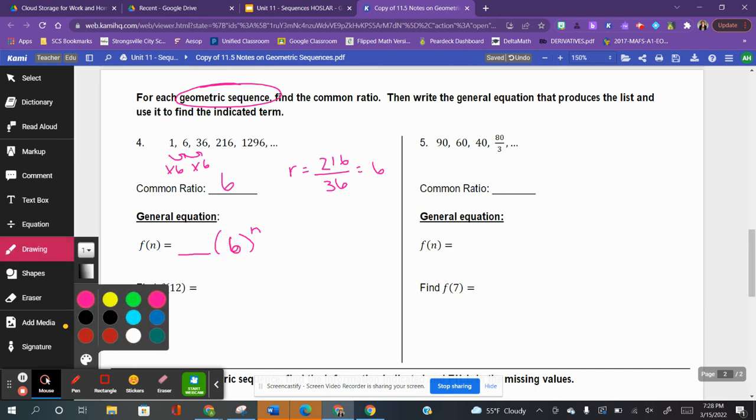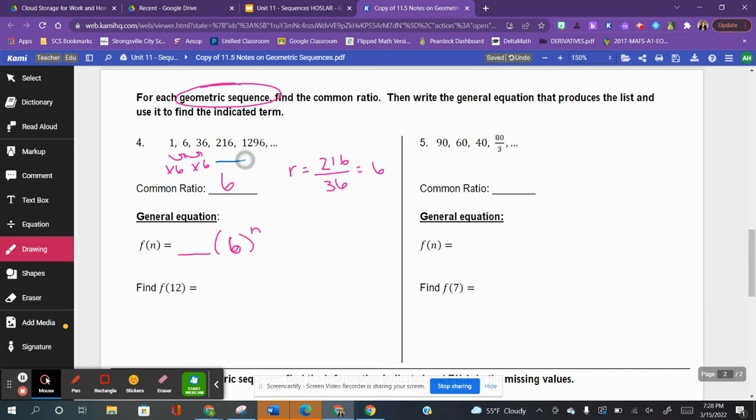Now, in order to find the a value, if I multiply by 6 going to the right of my list, and I need to find the number before the first term, I'm going to have to do the opposite and divide by 6. Okay, what that means is that I'm going to have to take 1 and divide by 6 in order to get the number in the 0th term. So I take the number in the first term, I divide it by that common ratio, because I'm going to move in this opposite direction here, and that's going to give me the a value.